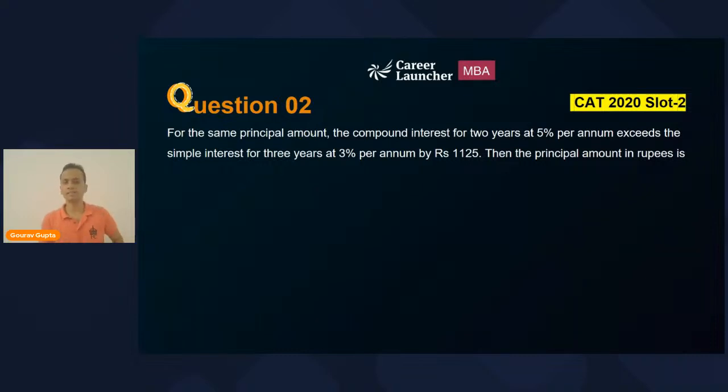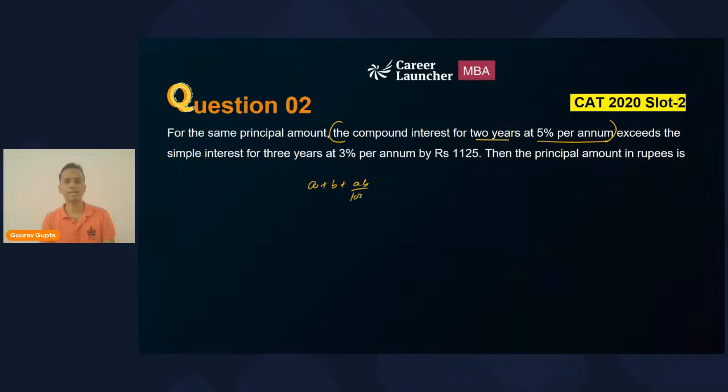Now, there are 2 instances given. The first one is compound interest for 2 years at 5% per annum. That means in the first year, my money will increase by 5%, and in the second year, my money will successively increase by 5%. So the net percentage increase in my money can be calculated by using the formula of successive percentage change.